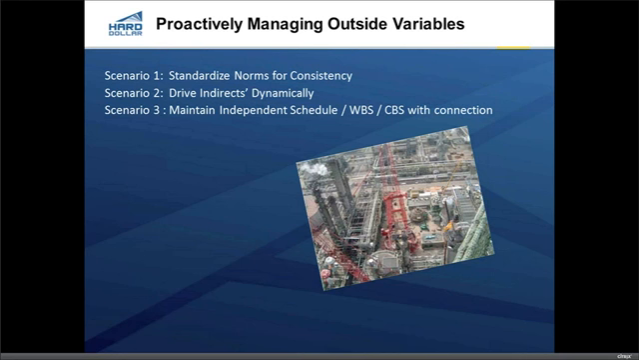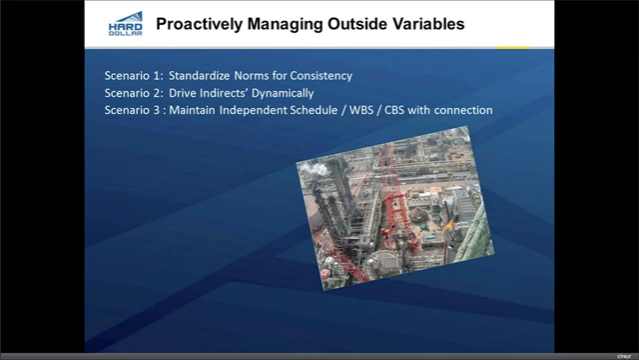Third one is maintaining independent schedule, a WBS and a CBS, but having a connection between them so that we can actually have a tie and we fix that disparity issue that we talked about on the other slide. So we're going to focus on those three things today and kind of show you how we're doing it to make those connections. And I'll turn it over to Justin. Justin, it's all you. Great, thanks, Ron.